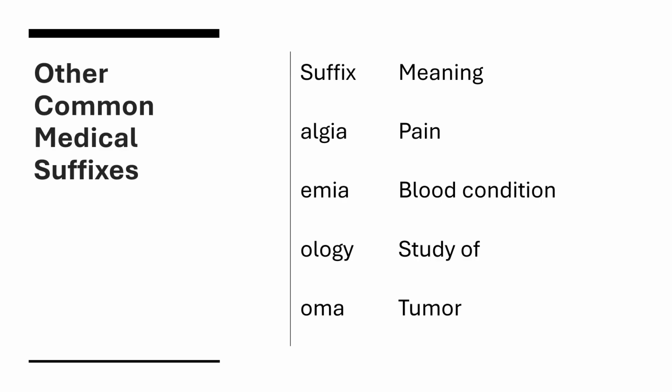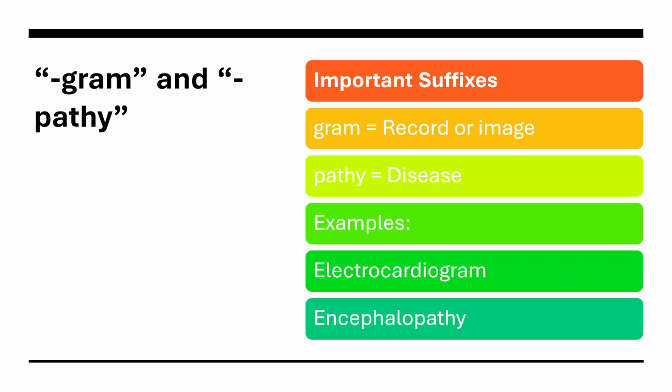The suffix algia means pain, while ology means study of. The suffix oma refers to a tumor. These suffixes are commonly seen in healthcare terminology. The suffix gram refers to a writing record or image, such as an electrocardiogram. The suffix pathy means disease or disorder.